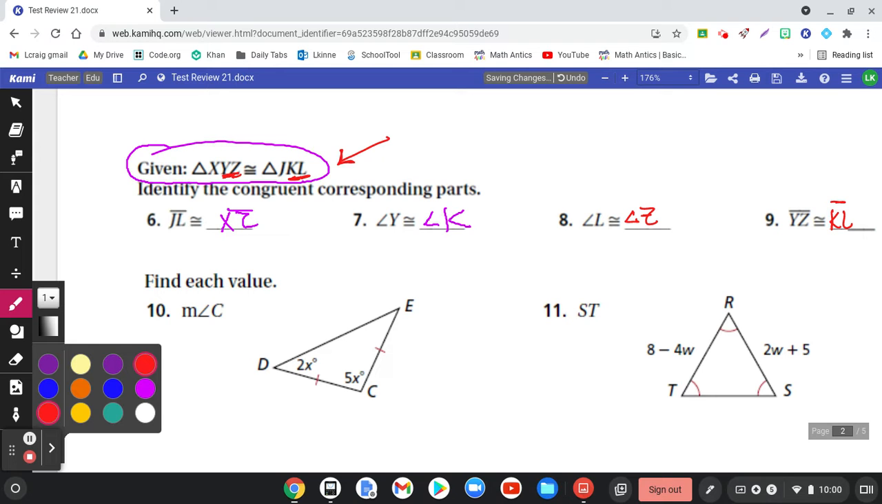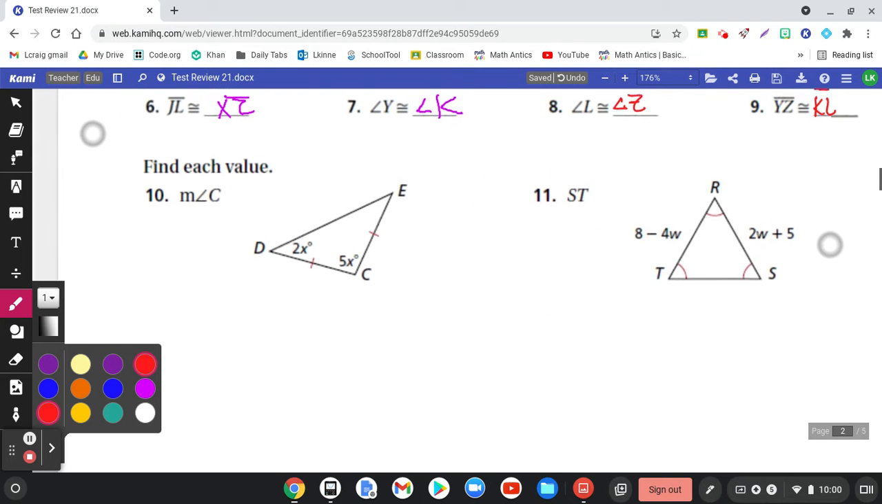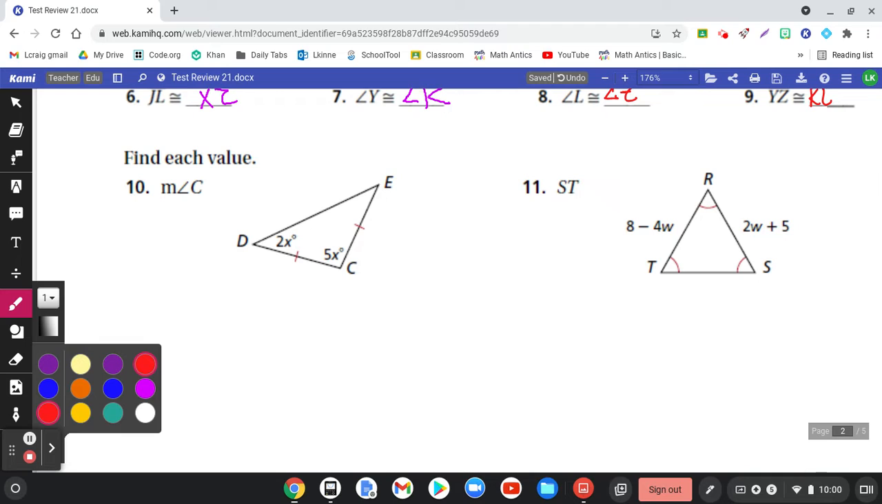All right. So in the next part here, it says find each value. First of all, the angles in a triangle add up to 180. And if you see these markings, it means that those sides are the same. And since you have two congruent sides, it's isosceles. So the angles across from those are also congruent. So that's 2x, which means this is 2x as well. Those are your base angles.